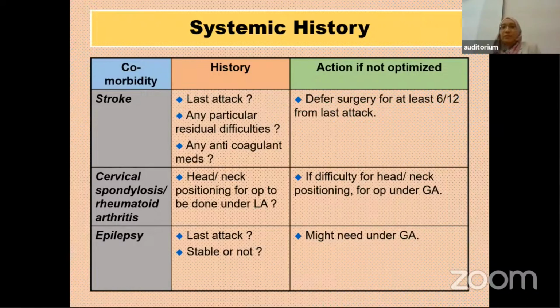And for patients with epilepsy, we also need to know when was the last attack, and whether it is stable or not. If it is not well controlled, then after being seen by anesthesia, we can proceed with the operation under GA if the patient is stable. Because we worry that the patient might develop a seizure during the operation if done under local anesthesia.